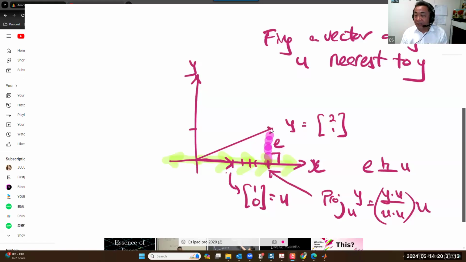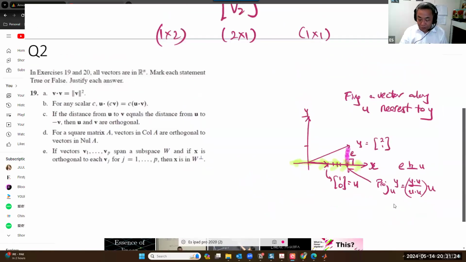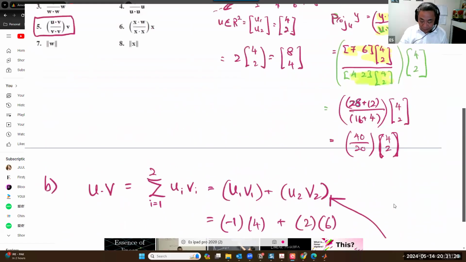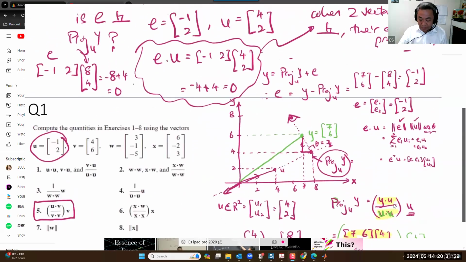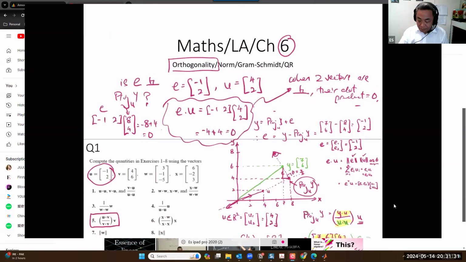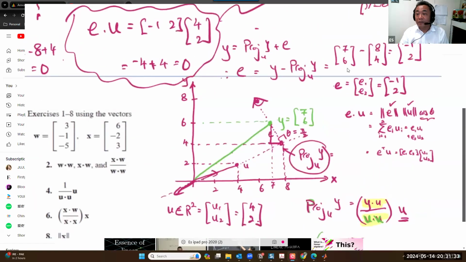Is this projection formula fixed? Yes, it's this way. And the dot product is those three equations I showed you, the three ways to find the dot product. Oops, I've already erased them. Yes, this way, the three ways to find the dot product.